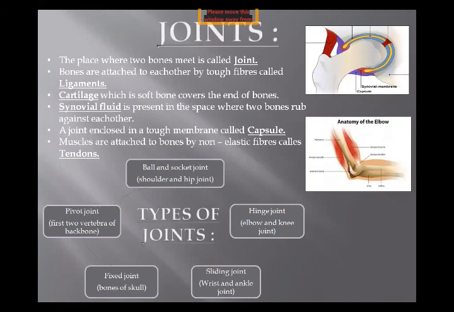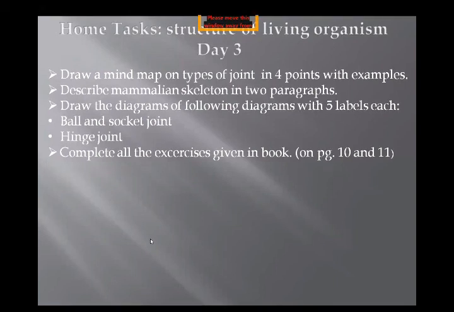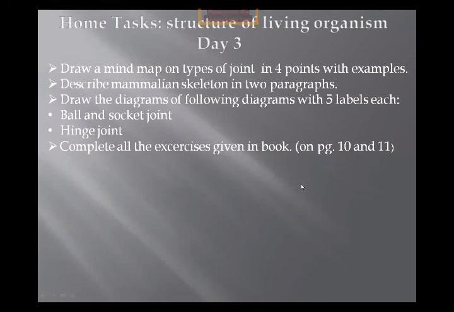Now it's time to share the home task. Today's home task is a little bit longer than the previous two days. The first question is to draw a mind map on types of joints in four points with examples. Describe the mammalian skeleton in two paragraphs. Draw the following diagrams with five labels, that is the ball and socket joint and the hinge joint, and complete all the exercises given in your book on page numbers 10 and 11.